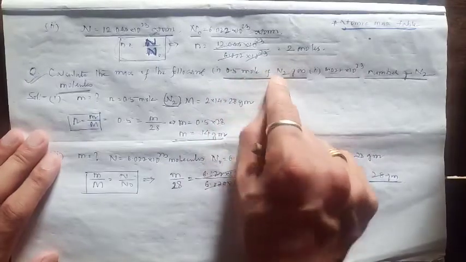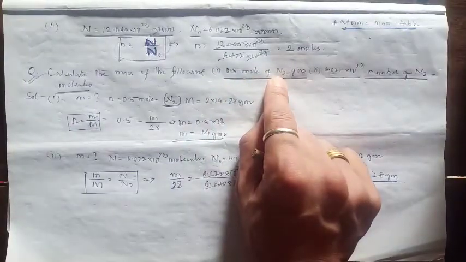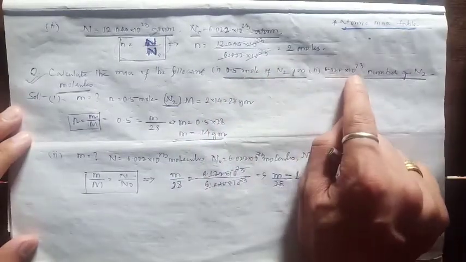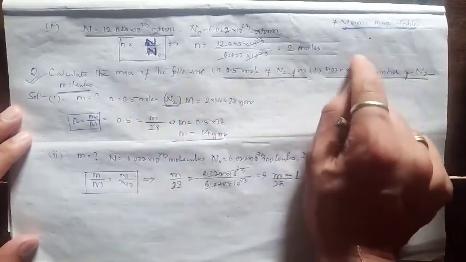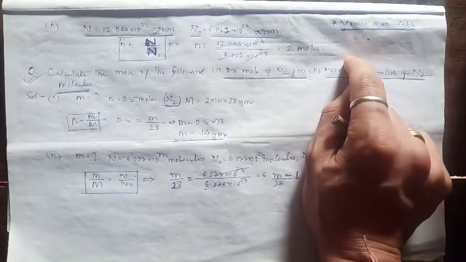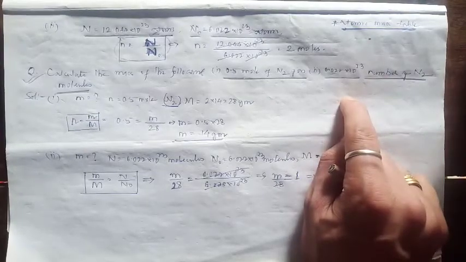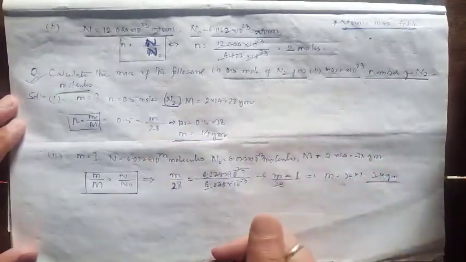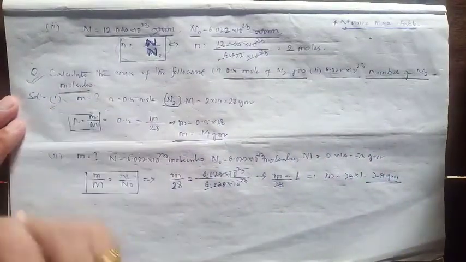0.5 mole of nitrogen gas means how much mass? And if you collect 6.022 × 10^23 nitrogen molecules, how much does it weigh? So we have to calculate the mass. Now student, let's start the first part.